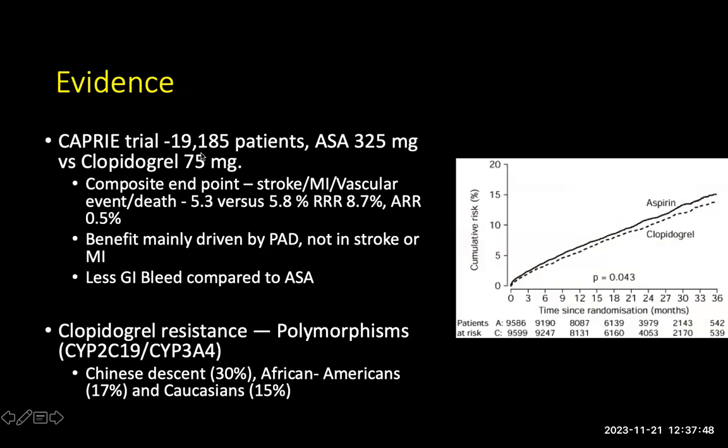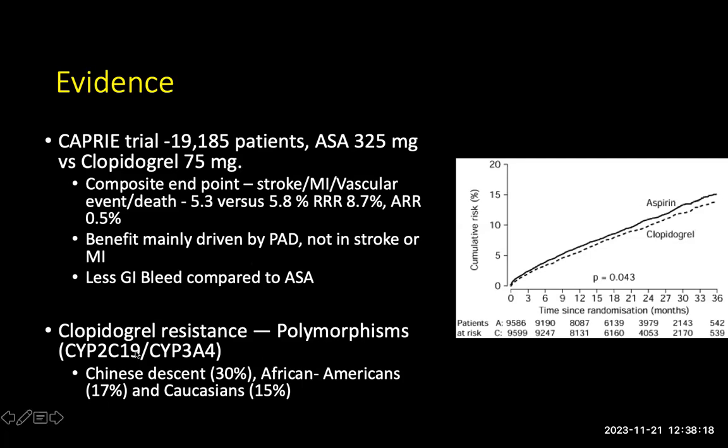And the original efficacy for clopidogrel came from the CAPRIE trial, which showed there was slight benefit of clopidogrel over aspirin. However, that was mainly driven by peripheral arterial disease, not in strokes or MIs. So overall, we still choose aspirin. It's easier. It's over the counter. There's no genetic polymorphism in aspirin. So it's just a more go-to medication always for stroke.